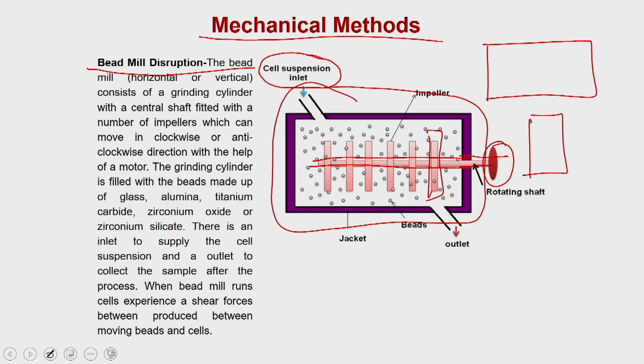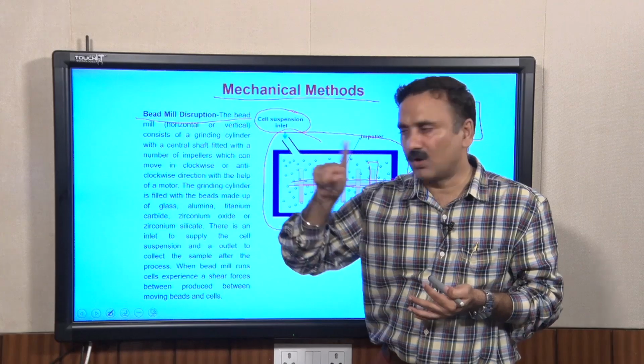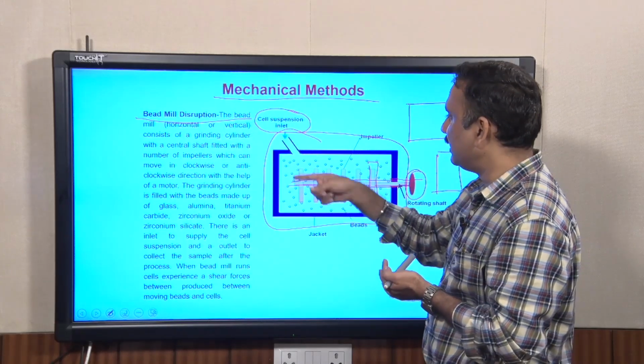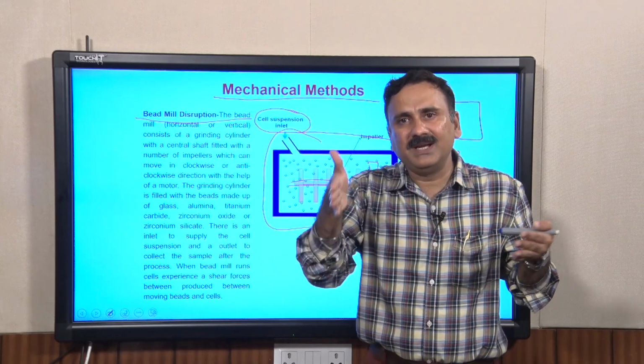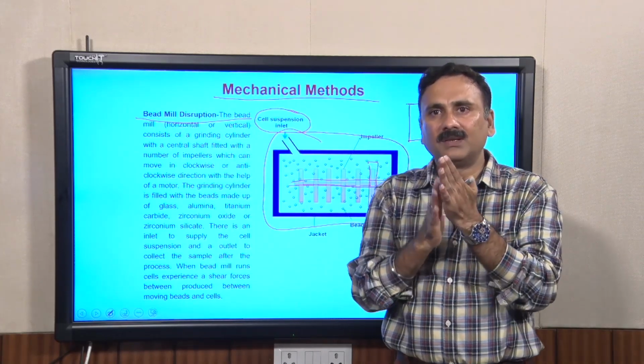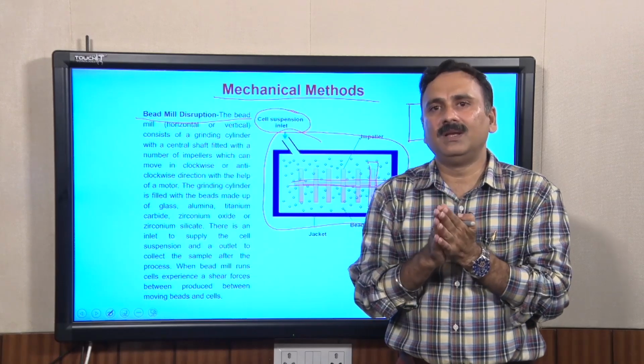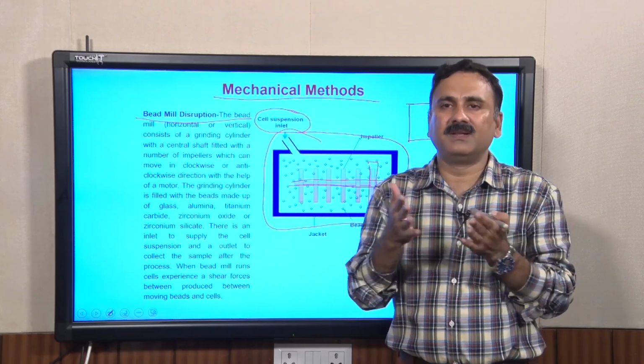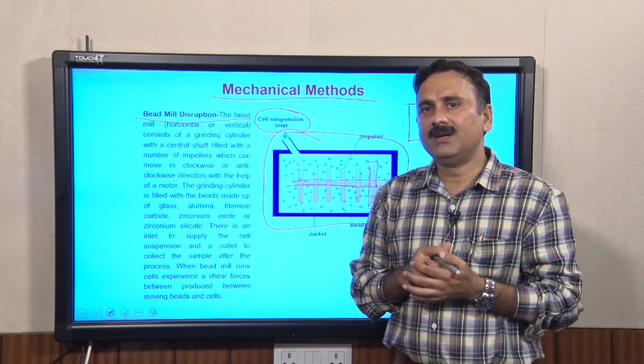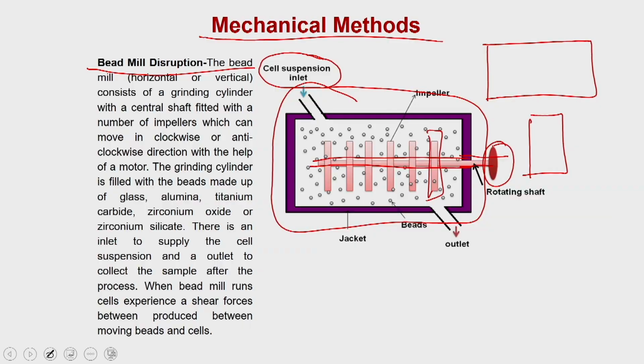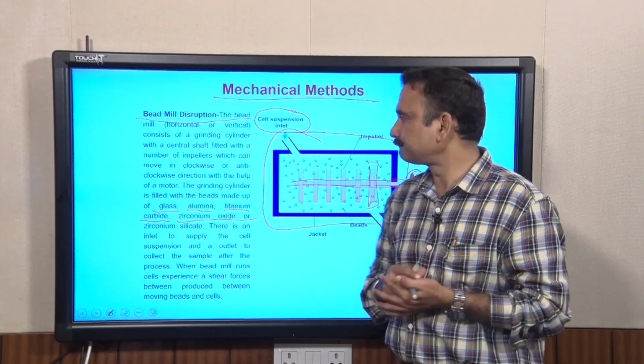So, you have the flexibility of running this clockwise or anti-clockwise, and once it runs, it gives motion to these beads. These beads then run over the cells, and when the cells pass through these beads, the beads create a pressure difference, and because of that the cells are disrupted. Depending on the type of cell, you can use beads of glass, alumina, titanium, zirconium and so on, and you can use beads of different sizes and different materials.